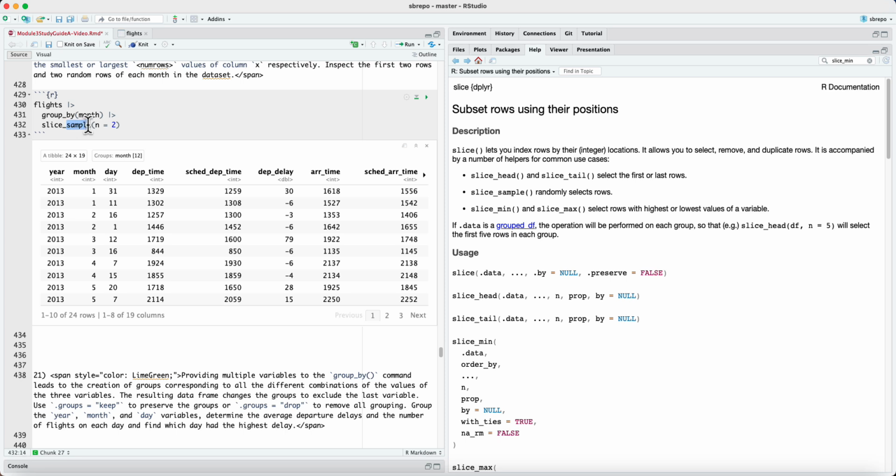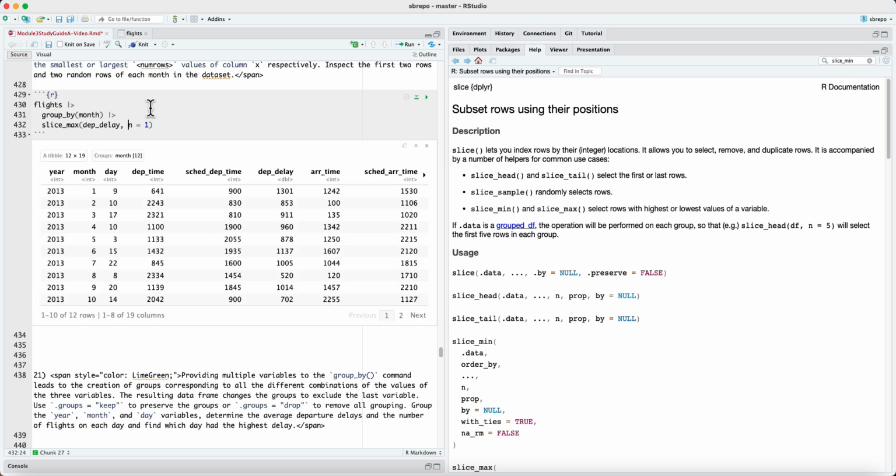And we could do slice max. Now we have to give a column that we want to look at. So for each group, it will show us the row which has the maximum value within that group for that column. So we could do, for example, departure delay. This would tell us which is the flight in each month that had the biggest delay.